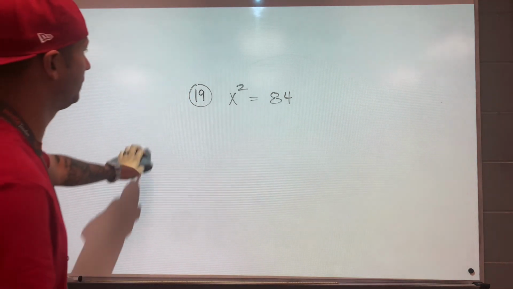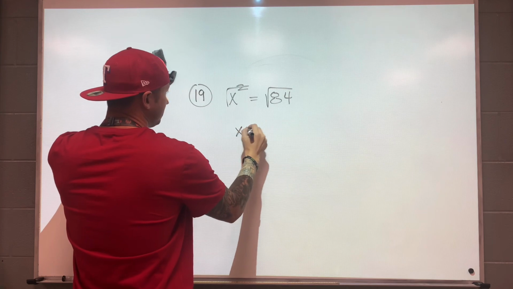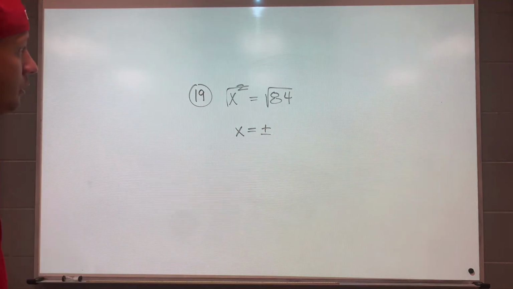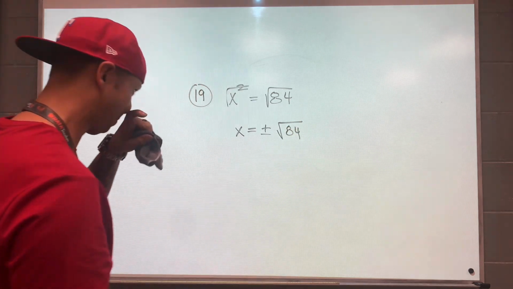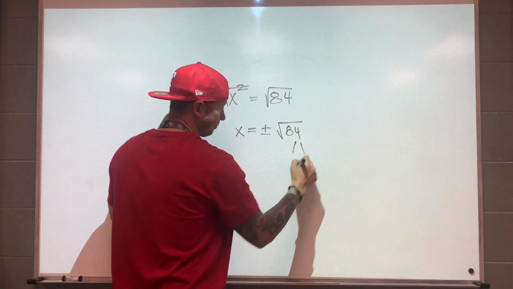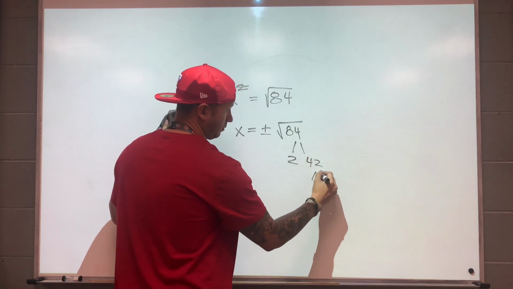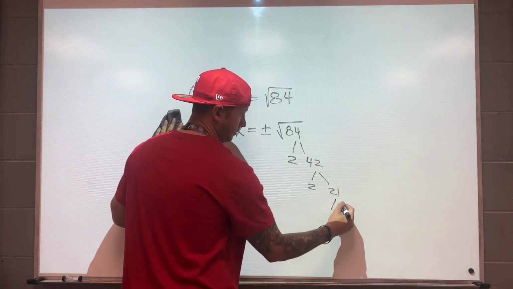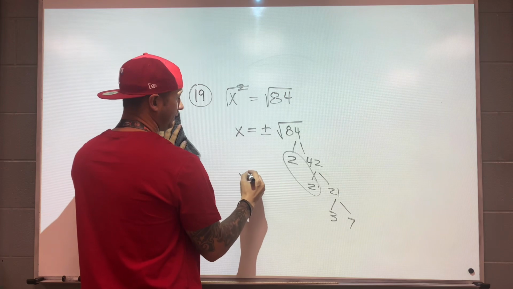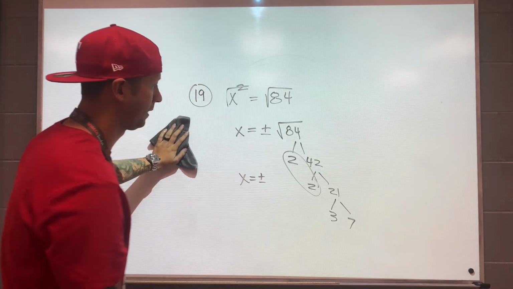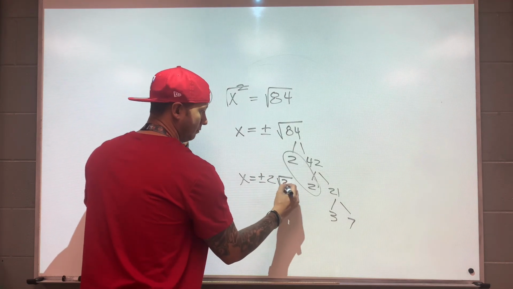All right, x squared is equal to 84. Again, square root of both sides. Plus or minus, because I brought the square root to the table. 84, it's not a perfect square. So 2, 42, 2 and 21, 3 and 7. Here's my pair. So x is equal to plus or minus 2 root 3 times 7, 21.